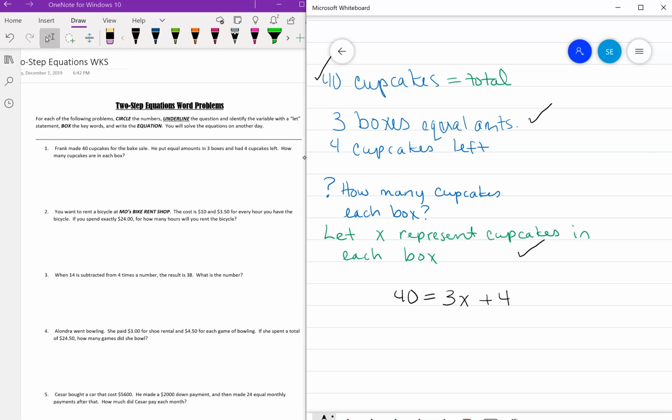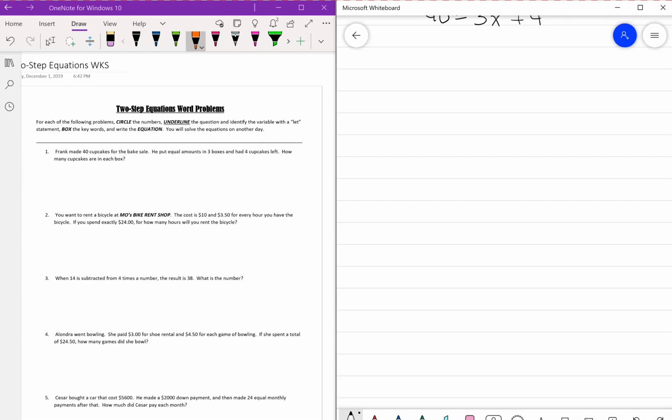So in the form that will be with this, you are going to solve this inequality. Excuse me, not inequality. You're going to solve this 2-step equation and find the answer for how many cupcakes are in each box. Okay, problem number 2.